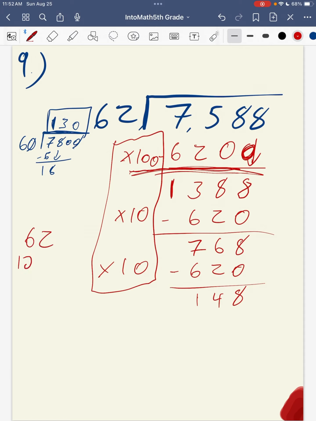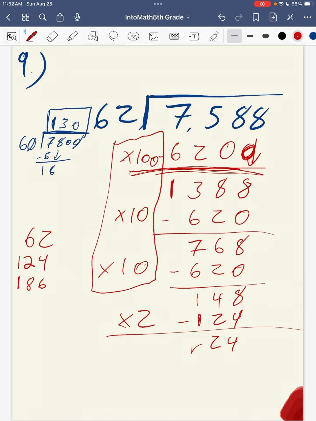Multiples of 62, I have 124 and 186. All right, so I can divide by 2 minus 124. This gives me a remainder of 24. If I add this up, I have 100 plus 10 plus 10, 120 plus 2, 122 with a remainder of 24. Okay.